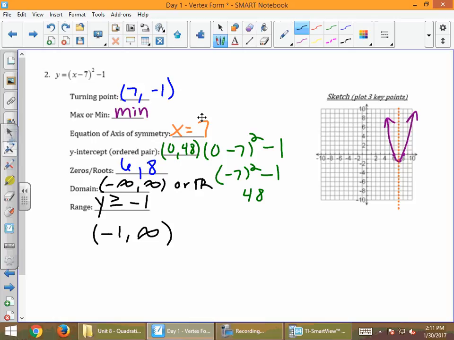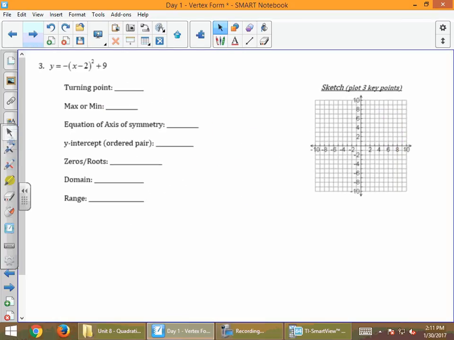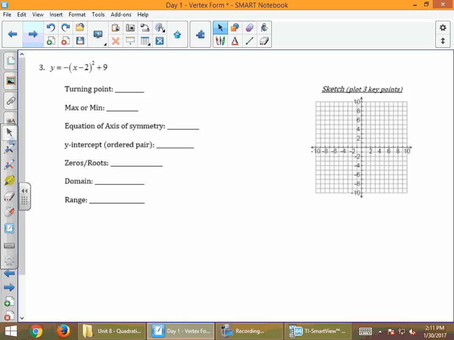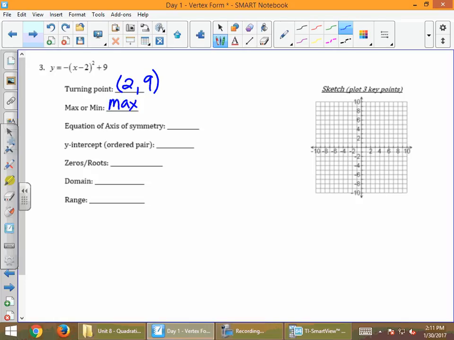Questions over that? Okay, one more for you to practice. So what's the turning point for this one? Very good, 2, 9. So it's negative 2, so the sign switches. It's on the outside, so that 9 stays the same. Is there a negative right out in front? Yeah. So is it a maximum or a minimum? Maximum. Whenever it's negative, it's a maximum because it means it's opening down. Again, if you're not sure, graph it with your calculator. It'll tell you.